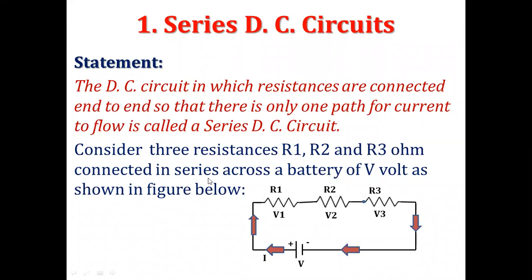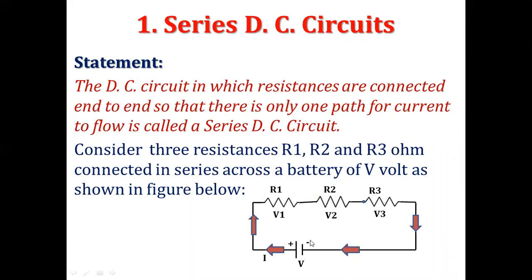So consider three resistances, R1, R2, R3. The three resistances are connected in series, one end to another end. It is not that the first end is connected to the first end; the second end is connected to the first end of the next, so they are connected end to end. So all of them are connected in series.